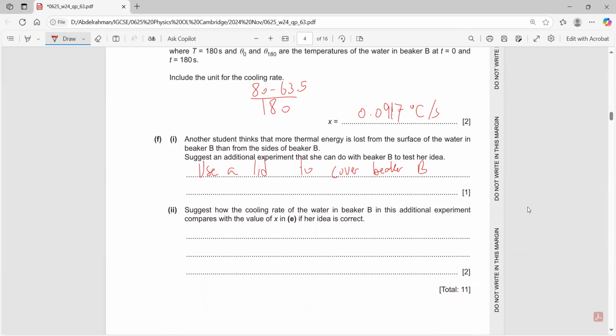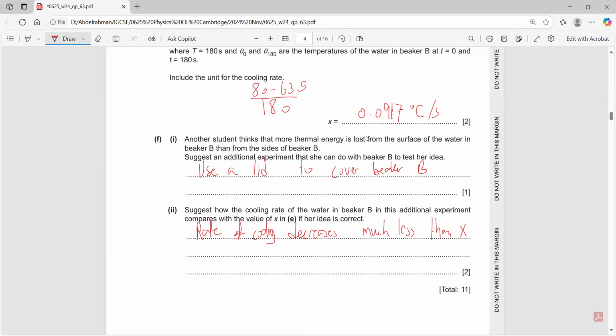So if her idea is correct and she adds a lid, would this affect the rate of cooling? Yes, it would affect the rate of cooling. How so? The rate of cooling would decrease. It decreases, much less than X, which was the initial rate of cooling.